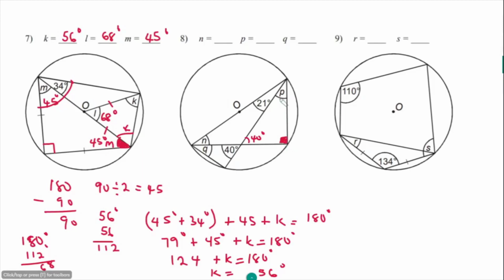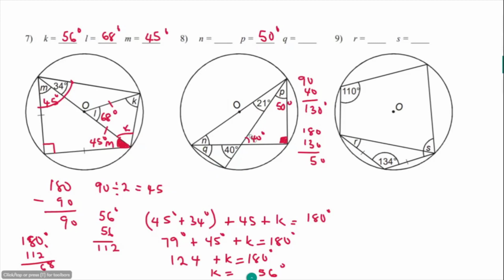To find angle P is very easy. Just consider this triangle here. I have 90 plus 40 here, that's going to be 130, and subtract it from 180. So 180 subtract 130 is 50 degrees. So angle P is 50 degrees here. All right, so we need to find angle N and Q.